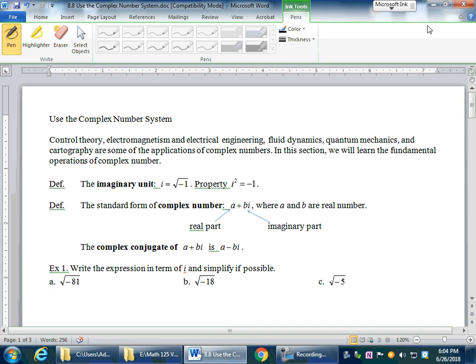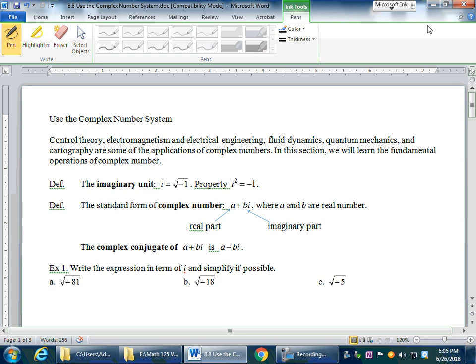8.8 Complex number system. In the beginning of this chapter, we said that the square root of a negative number is not a real number. Now we're going to introduce a complex number system to include all of those kinds of numbers. Complex numbers are used in a lot of applications.